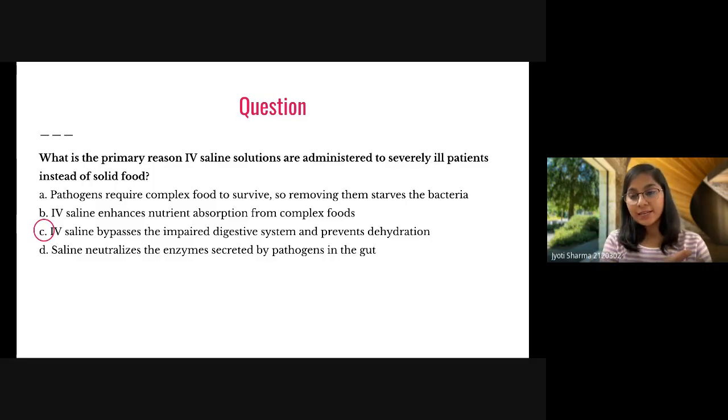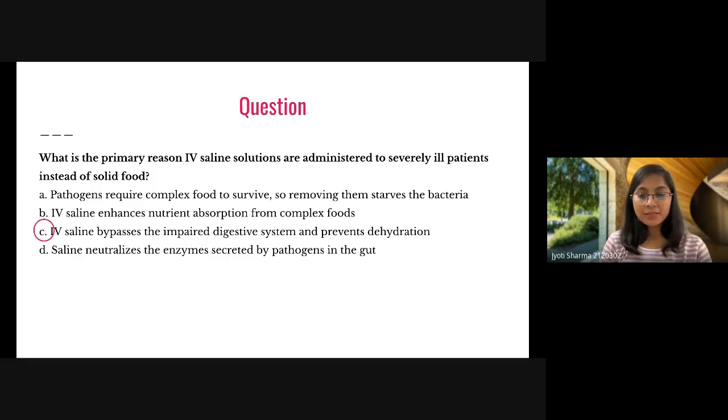So at that time, because you do not have sufficient bacteria in your stomach that will digest the food, the food will not be digested by itself, so you can't take the solid food. That's why it is very much advisable that you just take the saline solution, so that you can bypass this disturbed digestive system, and that can prevent us from dehydration. So I think this is the clear explanation that I tried to give you.